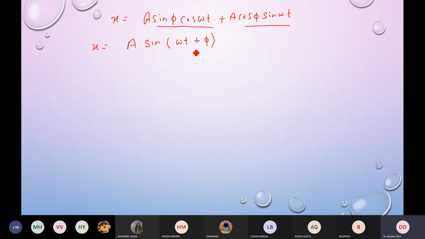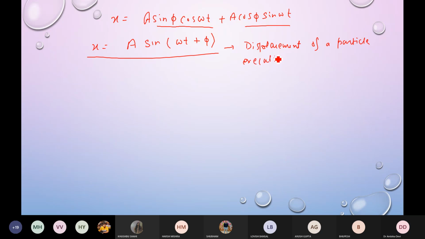So this equation gives the displacement of a particle executing simple harmonic motion at any instant of time t, right? This gives you the displacement of a particle executing simple harmonic motion at time t.